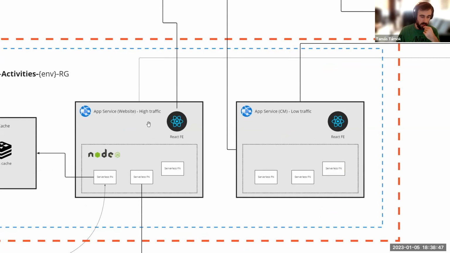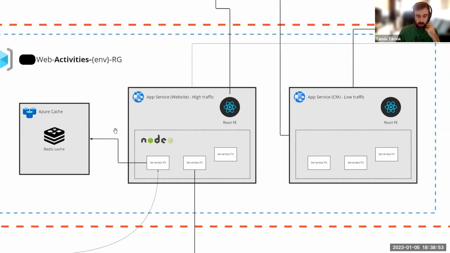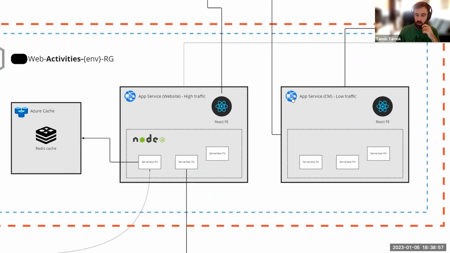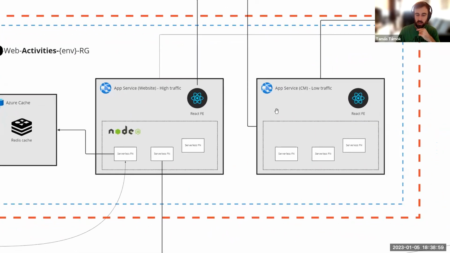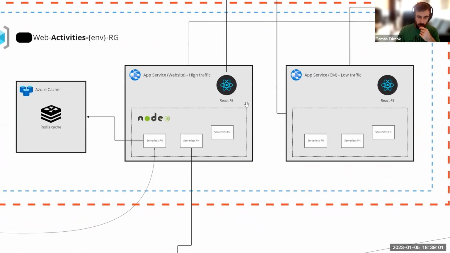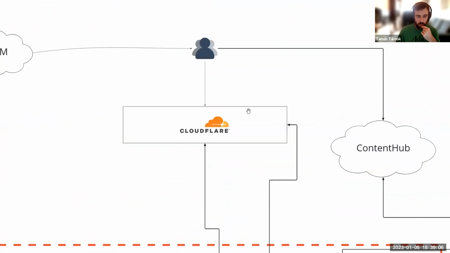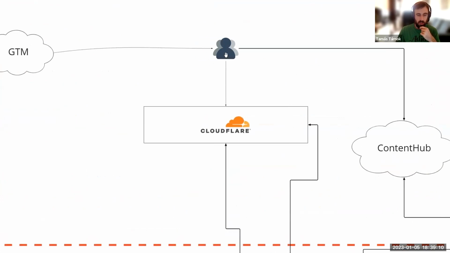And here we have one for the content delivery. It's called website, for the public website. For this, we had caching turned on, and for the content management, we didn't use any caching. Then these were connected to Cloudflare, and these are the users who could hit the site.